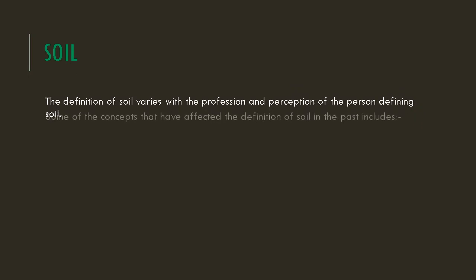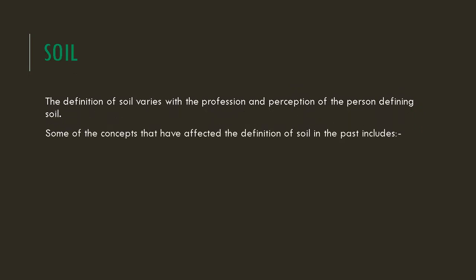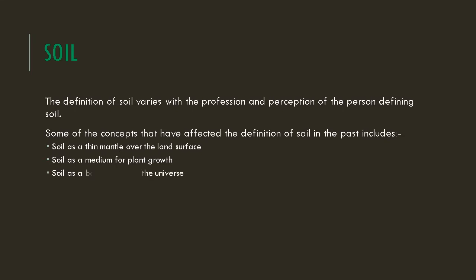Going first to define what soil is, we can say that depending on the profession and perception of the person defining the soil, some of the concepts that have affected the definition of the soil in the past include soil as a thin mantle over the land surface, soil as a medium for plant growth, soil as a basic matter of the universe, soil as a mantle of loose and withered rock, soil as an organized natural body.